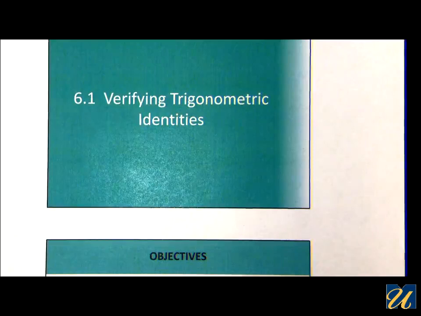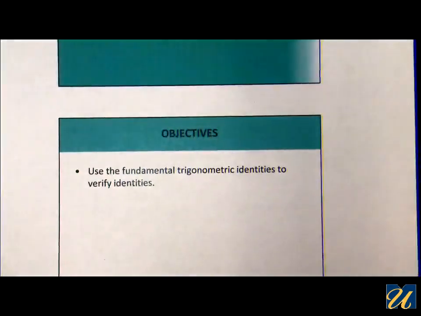Chapter 6, Section 6.1, Verifying Trigonometric Identities. We have one major objective in this section, using trigonometric identities to verify a given identity. If you like algebra and arithmetic, this is your thing.